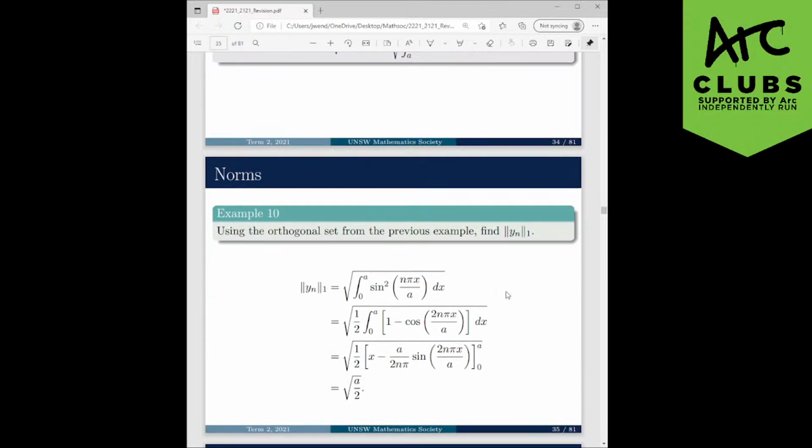So using the same set from before, just a little practice of finding the norm with respect to a weight function, except the weight function is 1. So once again, you just don't see it. It's like 1 times sine squared of n pi x on a.